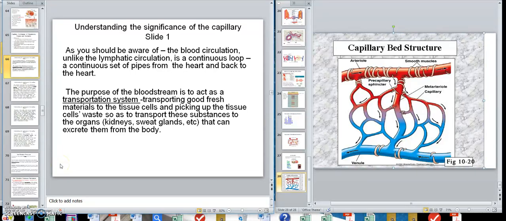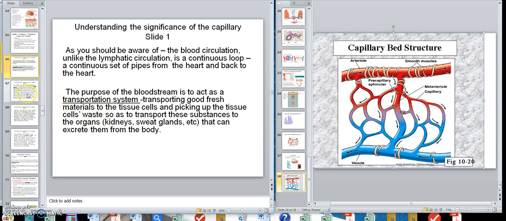Okay, now let's try to understand capillary action to some extent in this video as best we can. As you should be aware, the blood circulation, unlike the lymphatics, is a continuous loop. It leaves the heart, comes back. Remember, the lymphatics were blind-ended. The purpose of the bloodstream is to act as a transportation system, transferring good fresh materials to the tissue cells and picking up the tissue cells' waste.